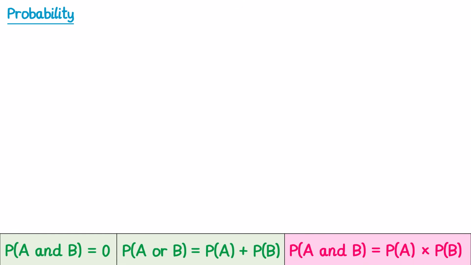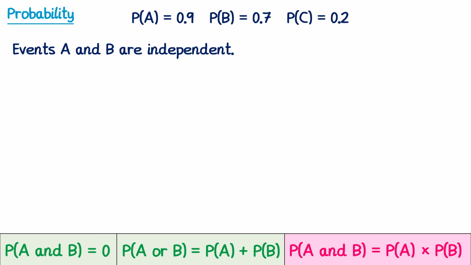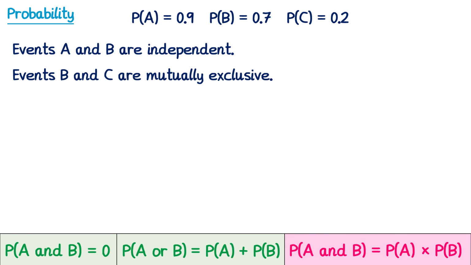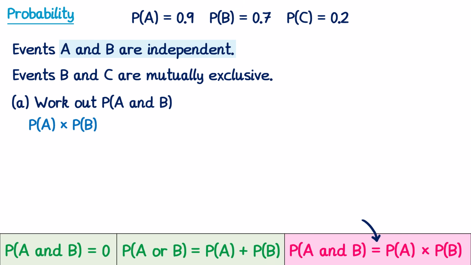we can say this. So in this question, we're given 3 probabilities of A, B, and C, and we're told that A and B are independent, and B and C are mutually exclusive. The first question says, work out the probability of A and B. Well, we know that A and B are independent, in which case this formula here can be used. So to work out the probability of A and B, we'll multiply the probability of A and the probability of B together. The probability of A in the question is 0.9, and the probability of B is 0.7. If you multiply these together, you get 0.63.